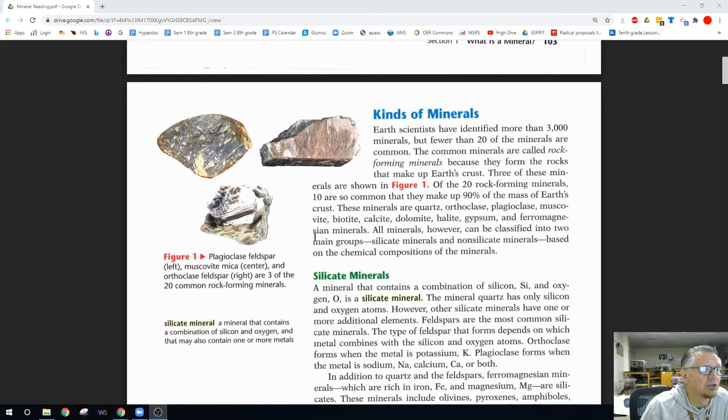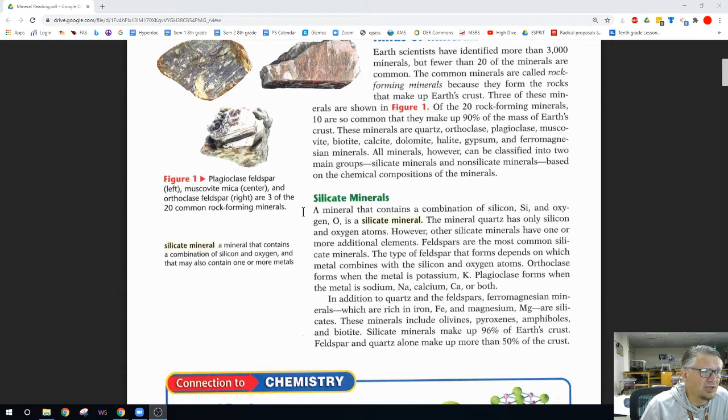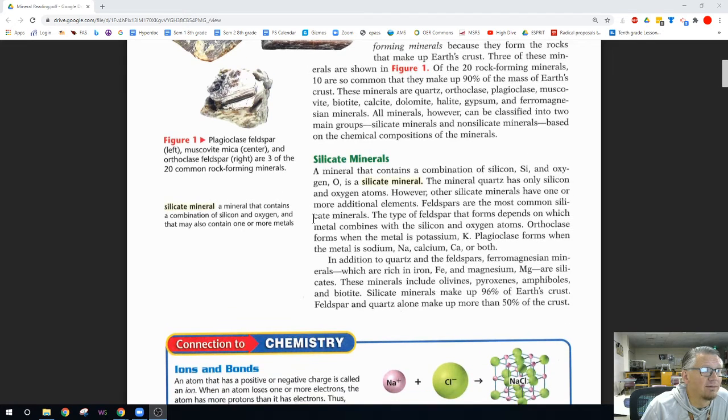Ferromagnesian minerals. All minerals, however, can be classified into two main groups, silicate minerals and non-silicate minerals, based on the chemical composition of the minerals. Silicate minerals. A mineral that contains a combination of silicon, Si, and oxygen, O, is a silicate mineral. The mineral quartz has only silicon and oxygen atoms. However, other silicate minerals have 1 or more additional elements. Feldspars are the most common silicate minerals.